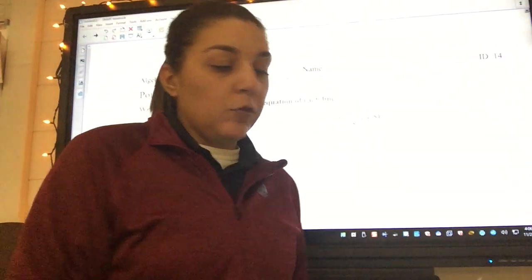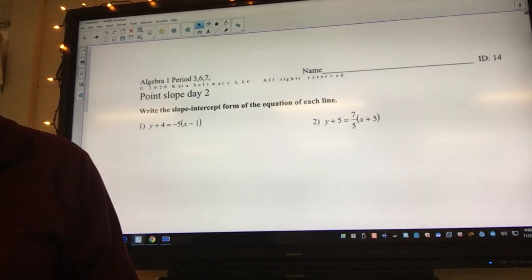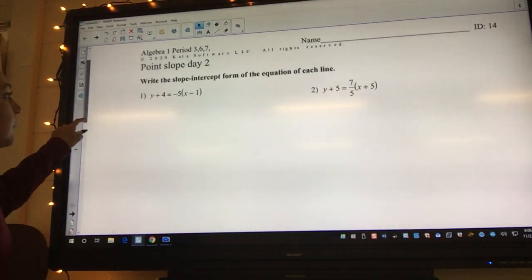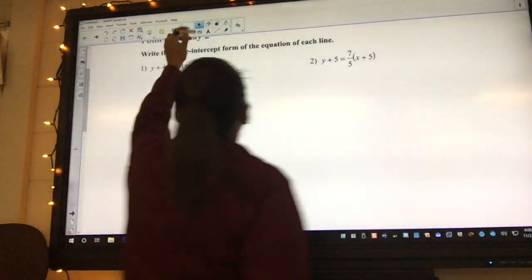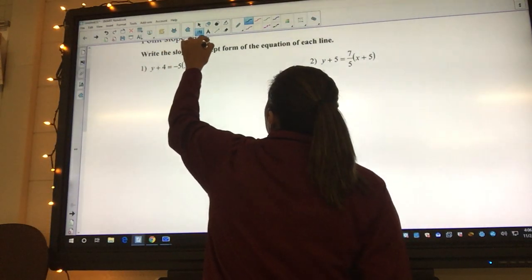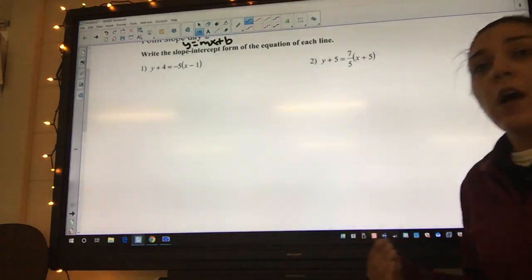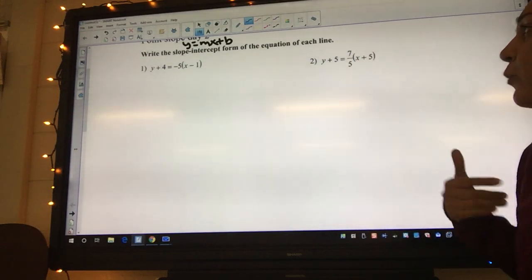Hey guys, so we're gonna start on point slope day 2. If we look at this, we're given this equation and it says write the slope-intercept form of the equation of the line. So slope-intercept form is y equals mx plus b. So that's what our answer should look like. It should have a y, an x, and some number with the x, and some random y-intercept.